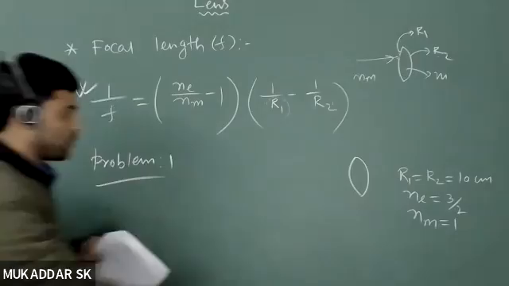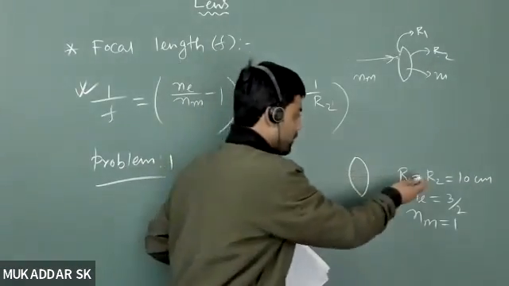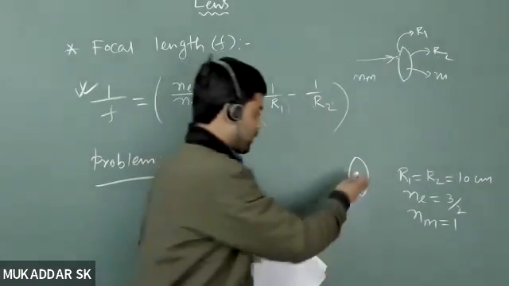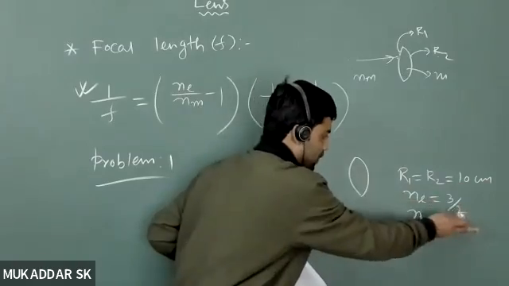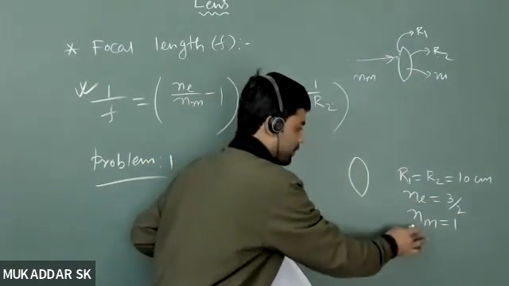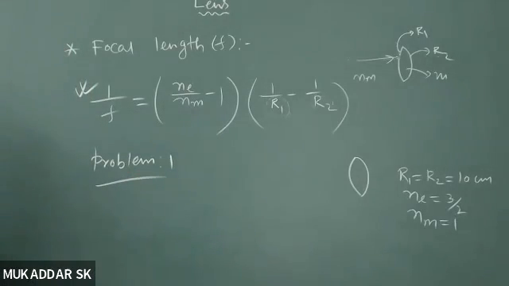Now I have given a problem. Suppose you have a convex lens and both surfaces have the same radius of curvature, that is 10 centimeter. The refractive index of this lens is given, that is 3/2, and this lens is surrounded by air having refractive index Nm equals 1. So I have to calculate the focal length of this lens. So I will use this formula.